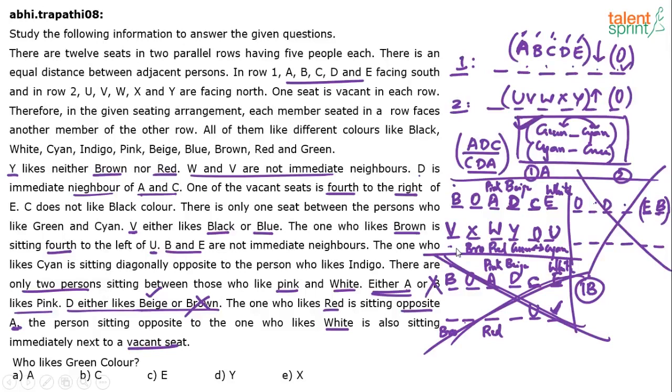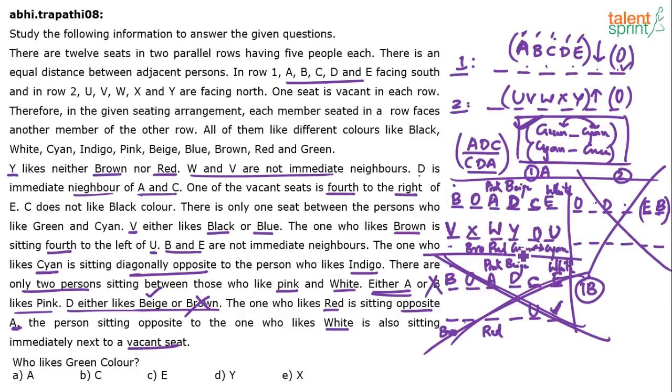What else can be done with respect to colors now? V likes either black or blue. Either black or blue would come here. Okay, look at this. There was one point with cyan and indigo, right? The one who likes cyan is diagonally opposite to the one who likes indigo. See, cyan should be diagonally opposite to indigo. So I think cyan has to come here only for U. Then B can take indigo.